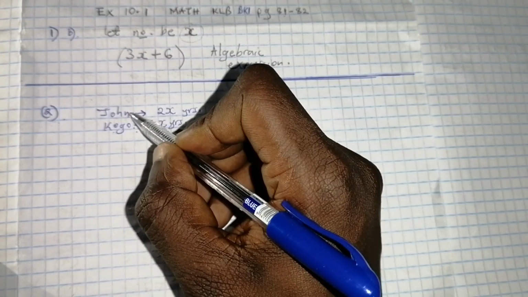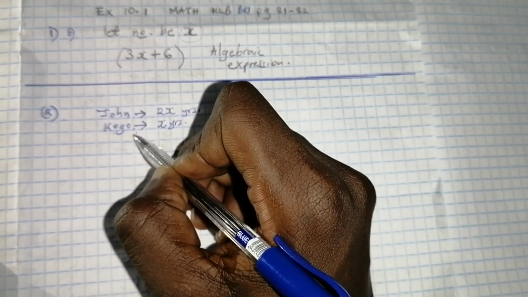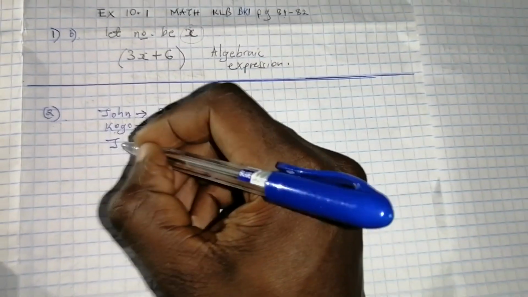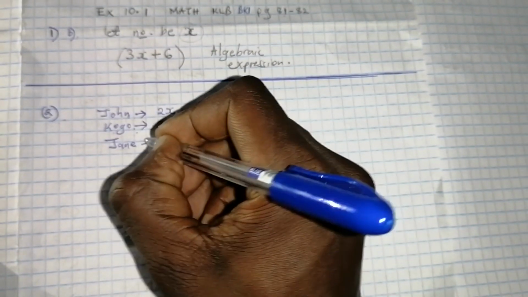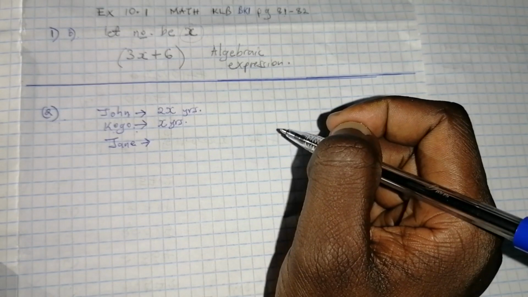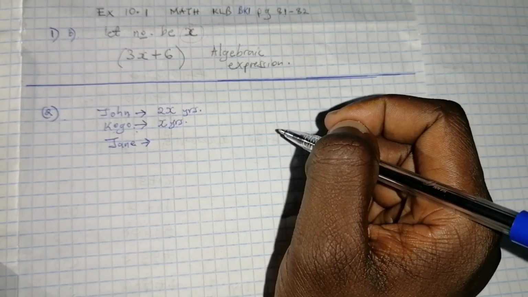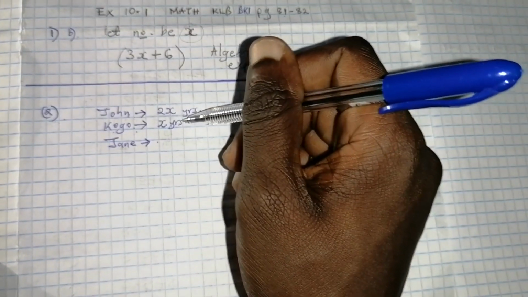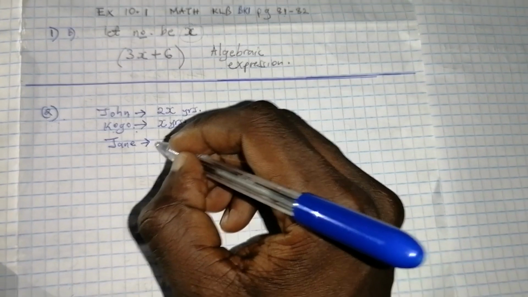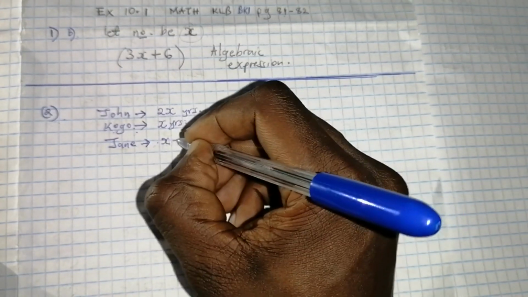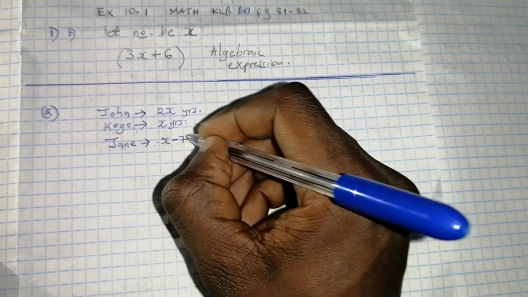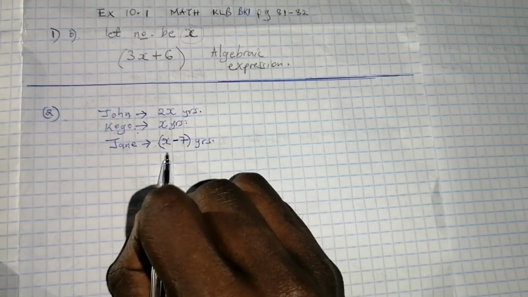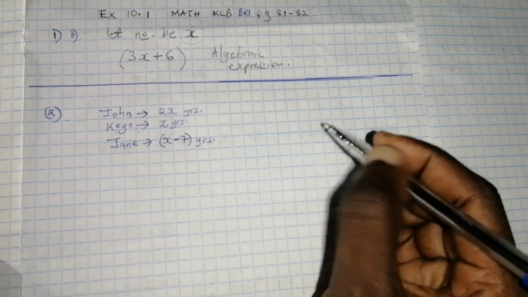Now we already have the age of John and that of Kogo. Let's continue with the question. Their sister Jane, so we have a third person here who is Jane, is 7 years younger than Kogo. Therefore, to get Jane's age, you take the age of Kogo, then you less 7. This will be Jane's age, x minus 7.